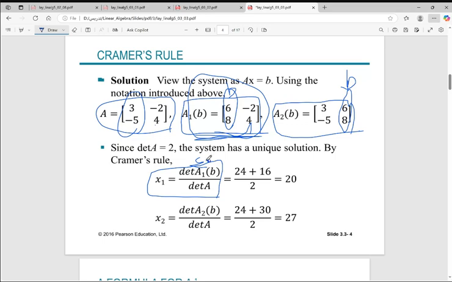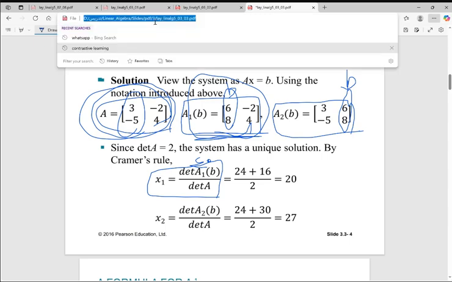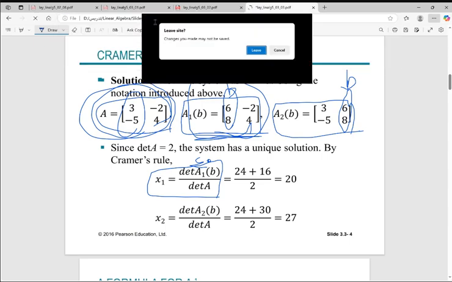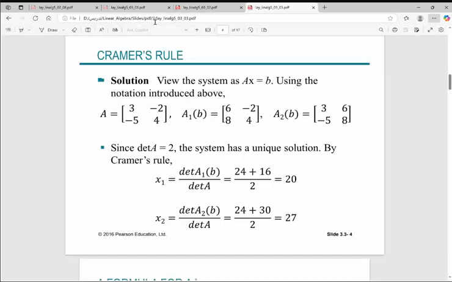And what is determinant of A? It's 3 multiply 4 minus 10. Yes, exactly. It's 2, doctor. So x1 equals determinant of A1B over determinant of A. Determinant of A1B is 40 and determinant of A is 2. So x1 equals 40 over 2, which is 20.